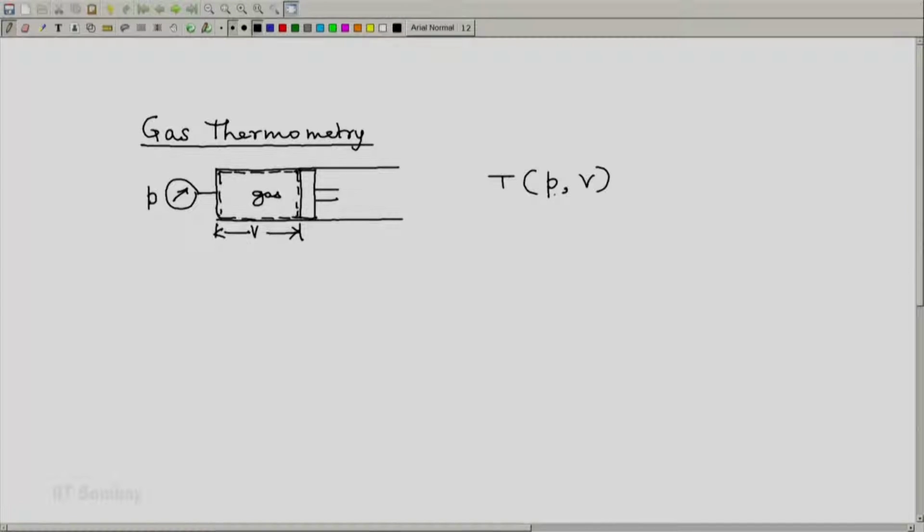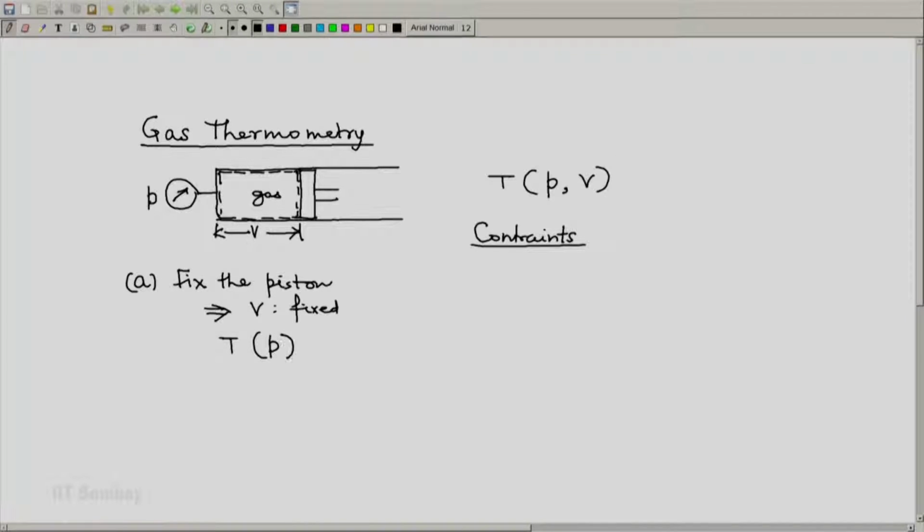Now the moment we have two properties defining temperature, things are going to become complex. So we constrain ourselves, set up some constraint. For example, option 1, we fix the piston at one place, in which case the volume cannot change, and for this fixed volume now we can say temperature can be defined as a function of pressure. This scheme is known as a constant volume gas thermometer.